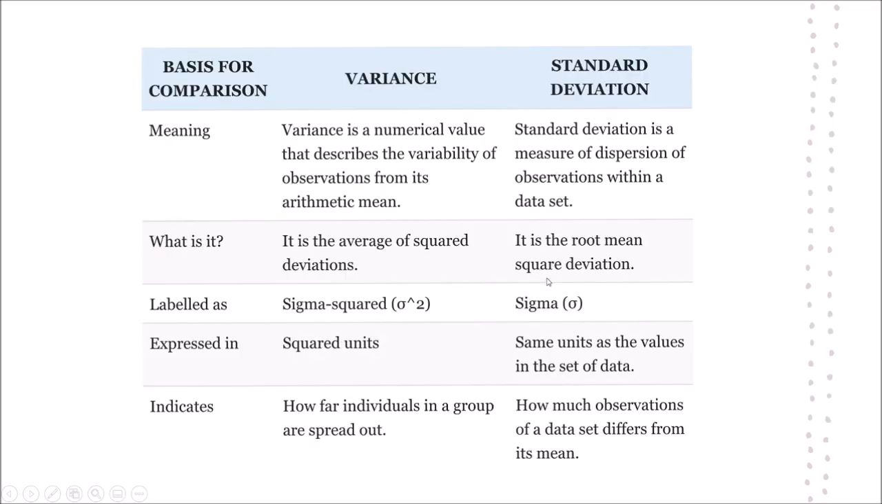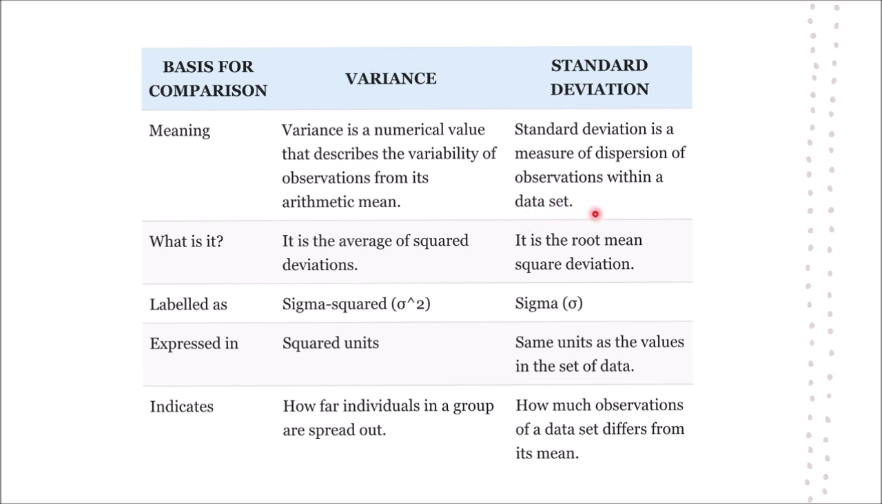So let me just present to you first the table for comparison. Again, let's summarize the meaning of the two. For variance, it is the numerical value that describes the variability of observation from its arithmetic mean. Let me just highlight the term variability of observation. It means how spread out or how far the members of the group are within the observation. And for the standard deviation, it is the measure of dispersion of observations within the dataset.